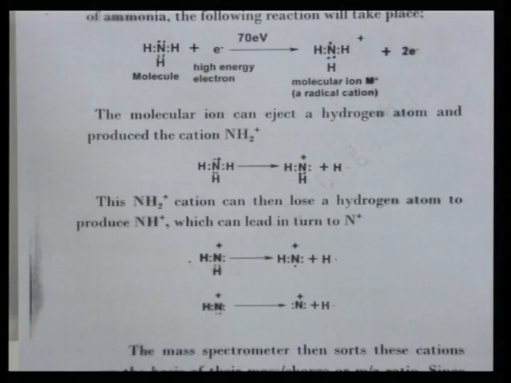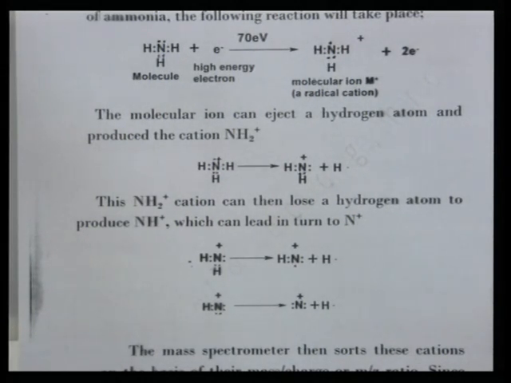If the molecule under bombardment is a molecule of ammonia, the ammonia fragmentation is shown here. The ammonia molecule is bombarded with a heavy beam of electrons, then one electron is removed from the ammonia molecule and a molecular ion is produced. This is shown by this reaction. It produces the radical cation NH3 radical cation.